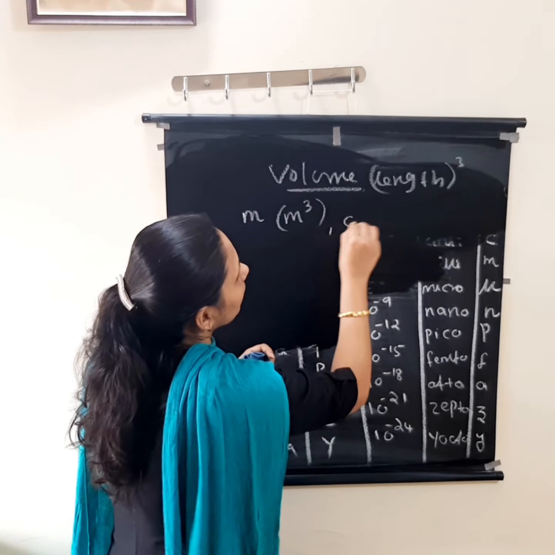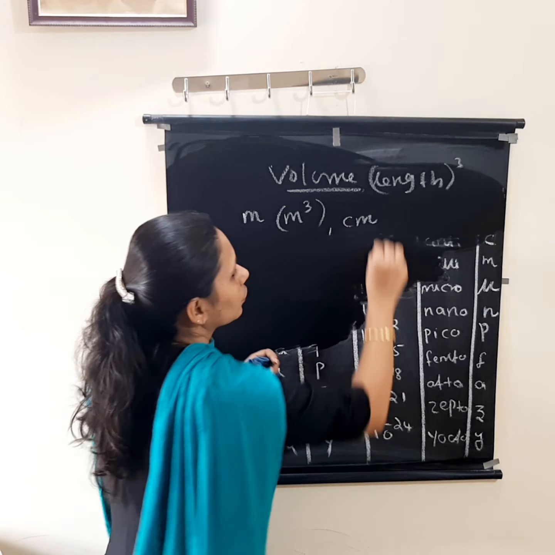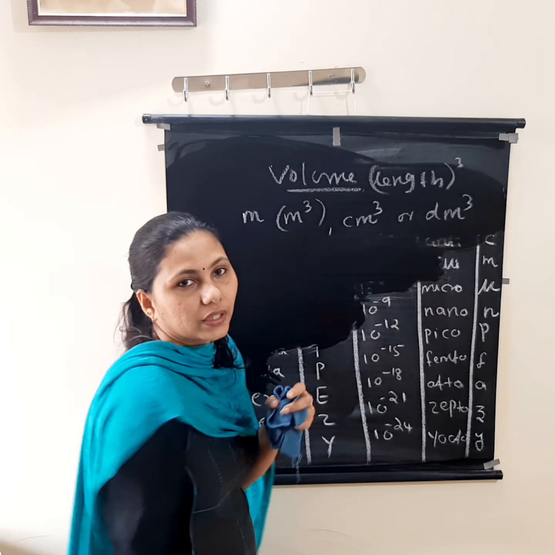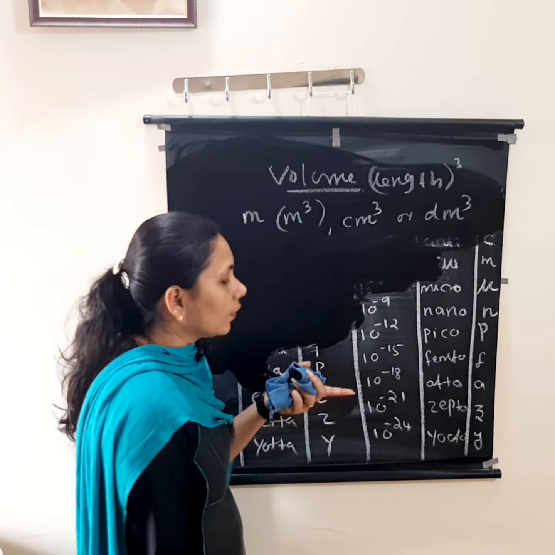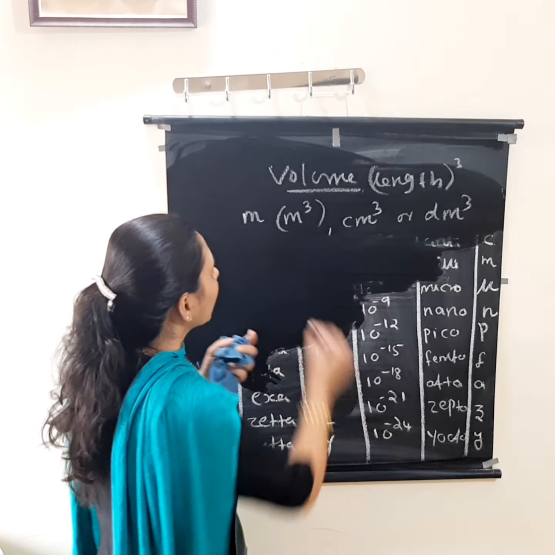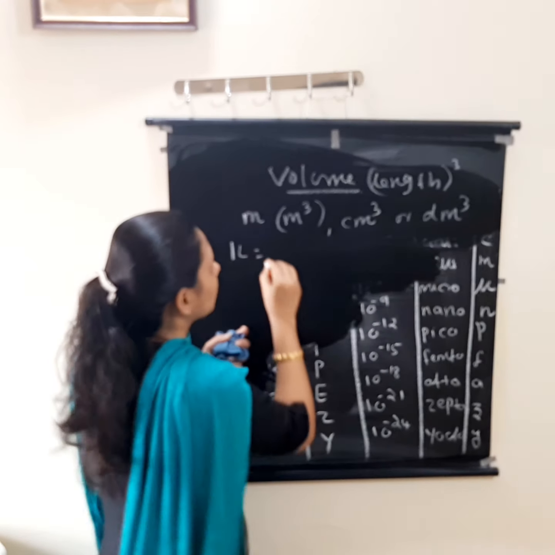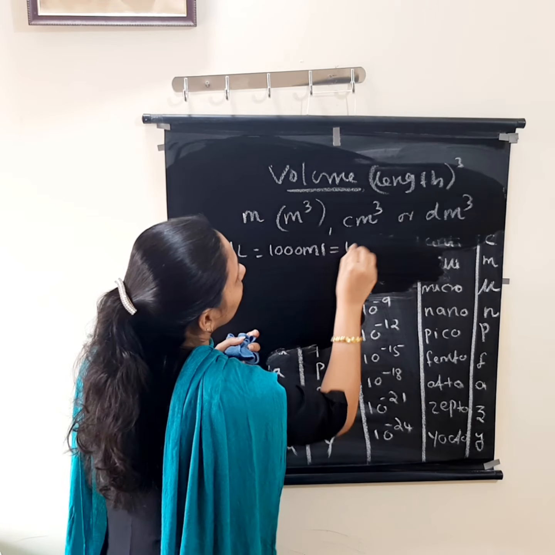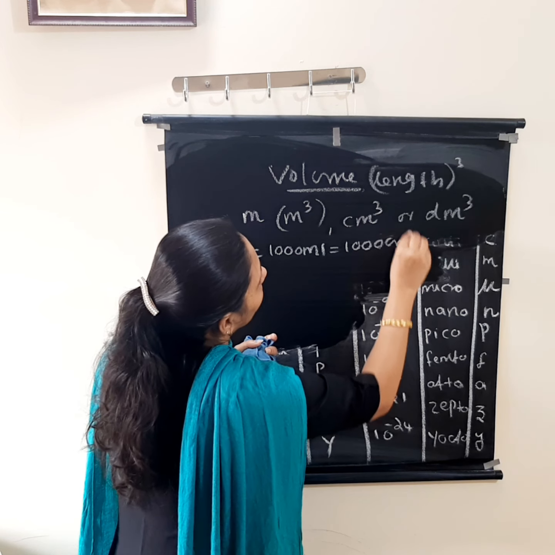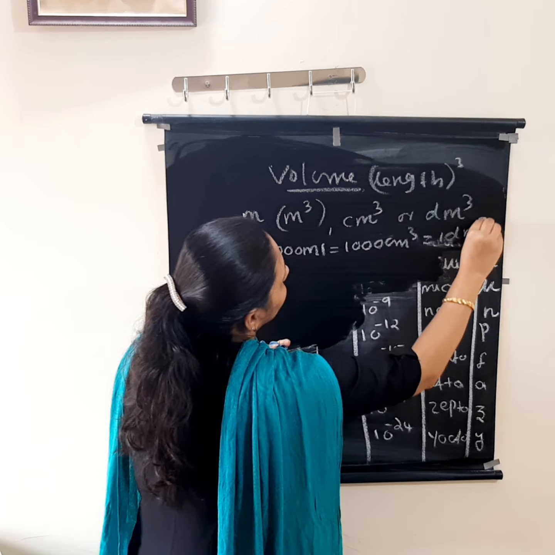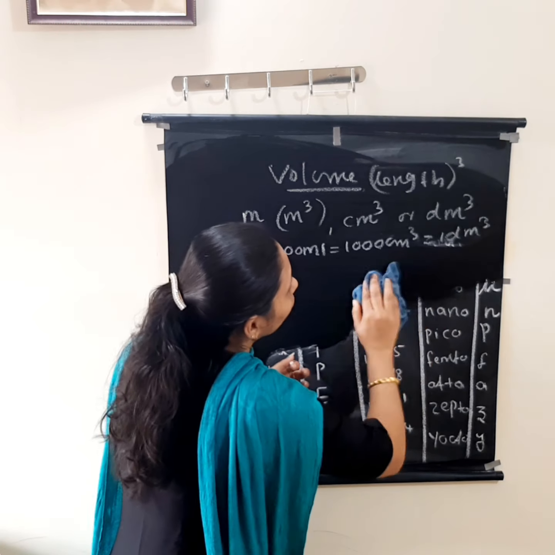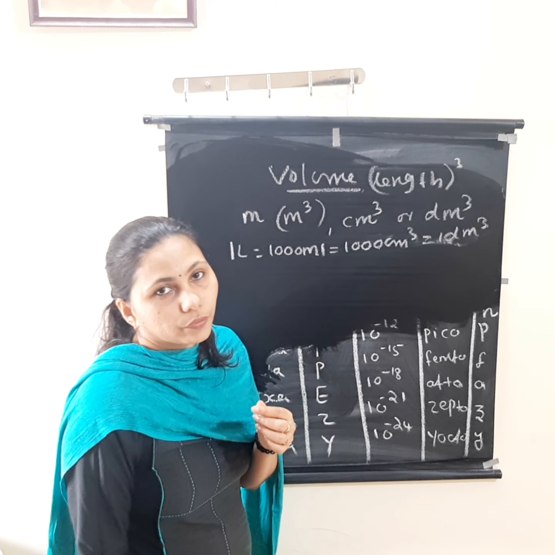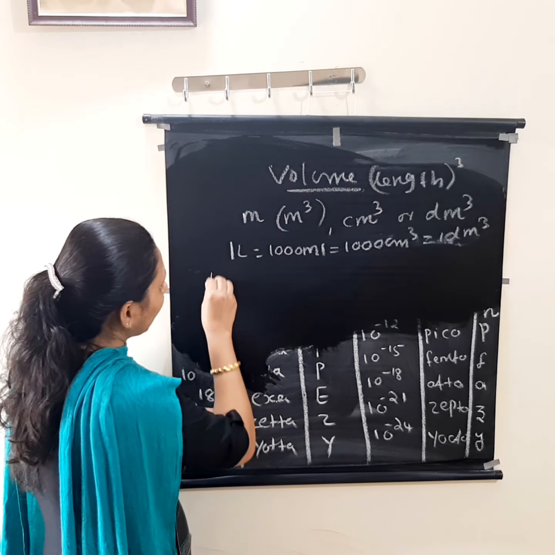For representing small lengths, we can use centimeter cube or decimeter cube. All of you know 1 liter equals 1000 milliliter, which is equal to 1000 cm cube, which is equal to 1 dm cube. Here the important thing is you have to know the SI unit of volume. What is the SI unit of volume? Meter cube.